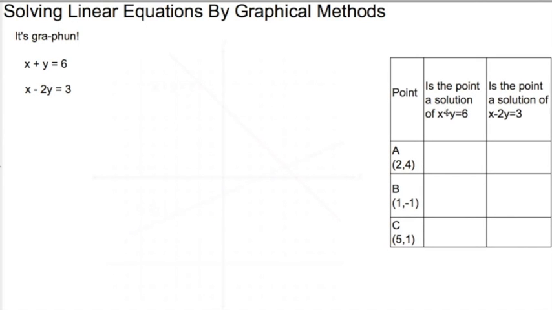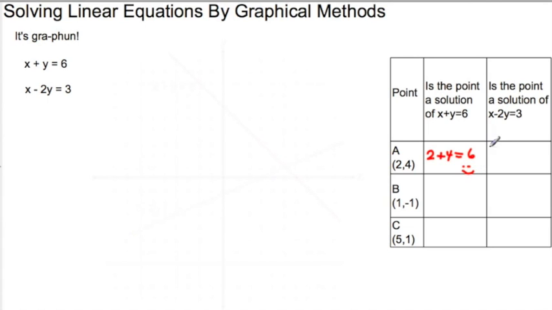I'm going to start with a table. So first thing I'm going to do is look at three separate points. And then I'm going to see if the point is a solution of x plus y equals 6. And then if the point is a solution of x minus 2y equals 3. So first with point A, if x equals 2 and y equals 4, I'm going to check 2 plus 4 equals 6. That is true.